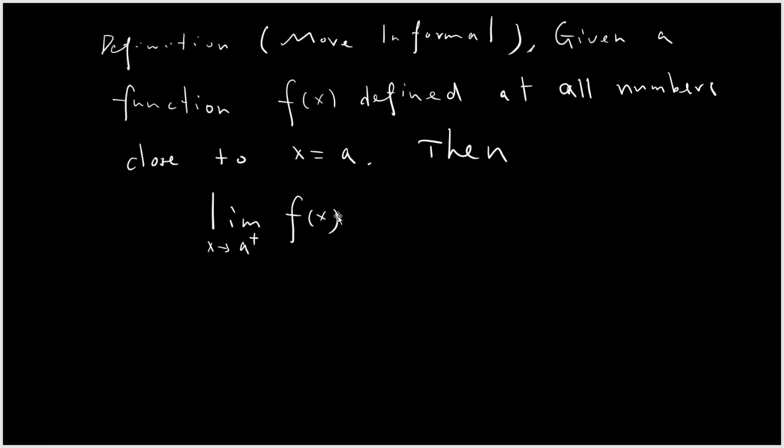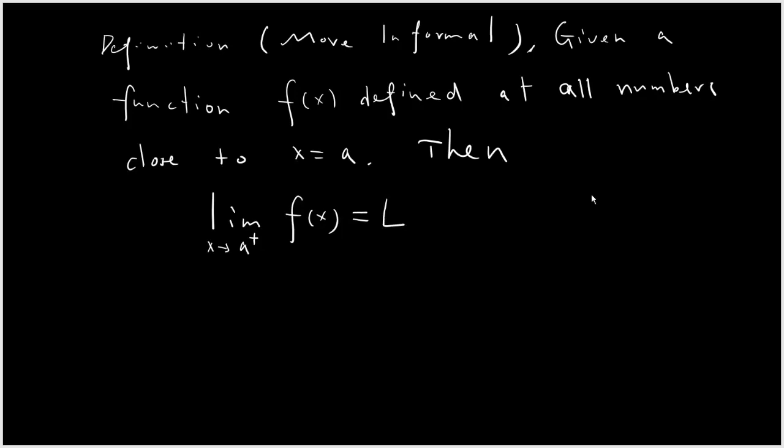We read this notation as the limit of the function f of x as x approaches a from the right. Let me restart. This notation is the limit of the function f of x as x approaches a from the right. The limit equals a number L.